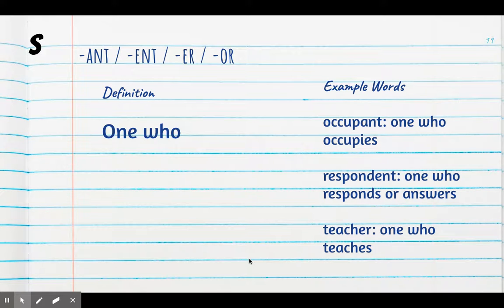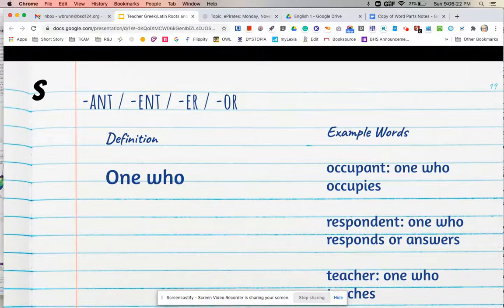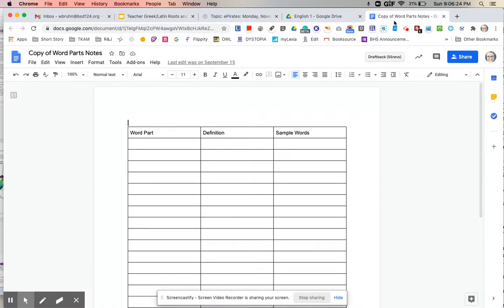So those are the word parts that we are going to look at this week. Make sure that you have them copied into this word chart here, and then we will continue to work with them as the week goes on.